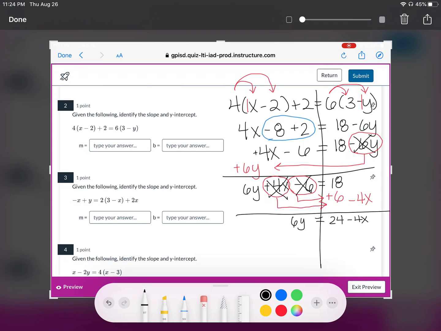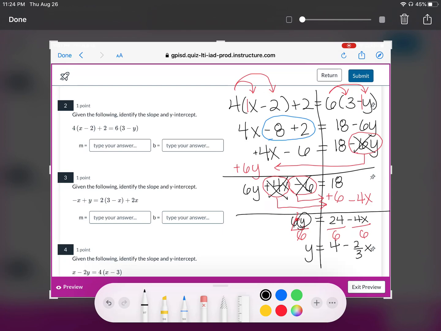Our last step is to multiply or divide. And since we have 6 times y right here, we're going to do the opposite to get rid of the 6. We are going to divide every number by 6. That way we cancel these two out. And on the left-hand side, all we have is our y left. That's what we want. 24 divided by 6 is 4. And negative 4 over 6 is 2 over 3.